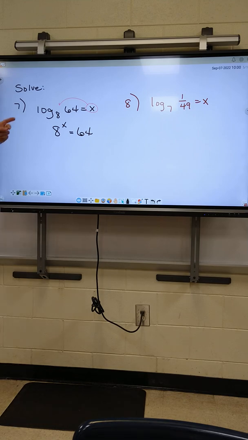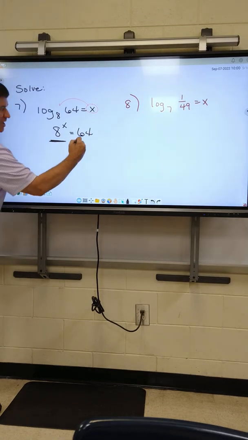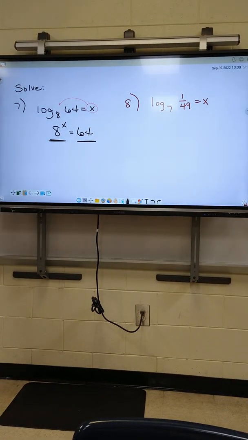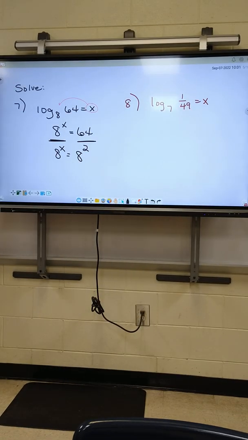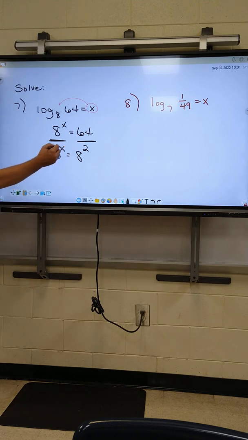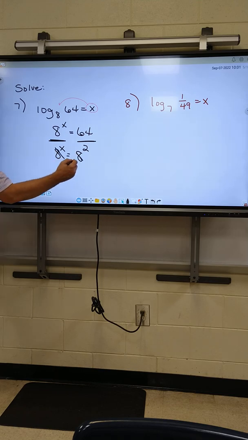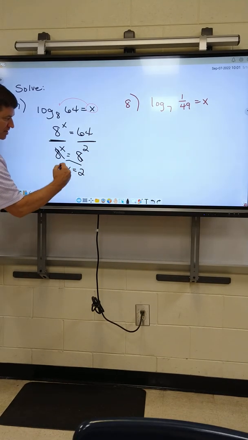Now, I know some of you can look at this problem and you know 8 to what power equals 64. I understand that. But what if it was so big you couldn't do it in your head? How do you do it? You have to make this number the same as this number, just like we did Thursday on that worksheet. So I have to make the base the same. So that'll be 8 to the x, and 64 changes into 8 squared. Once these are the same, Casey, what we learned last week, you mark them out and you bring your exponents down. This answer is 2.